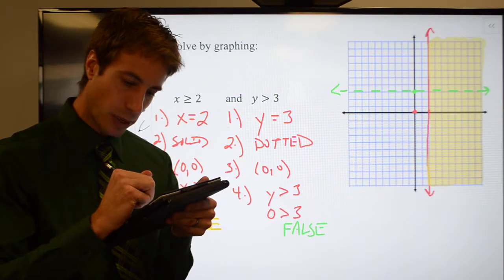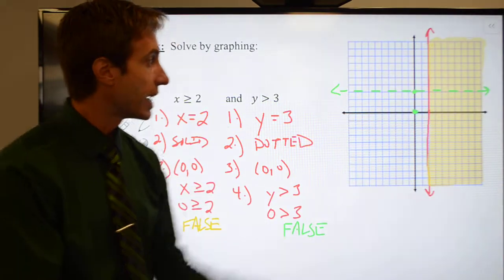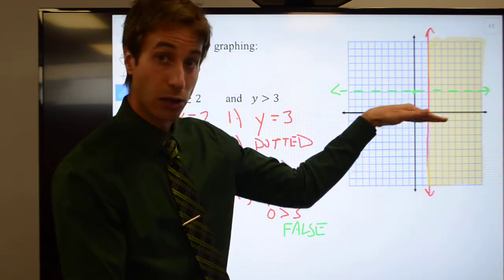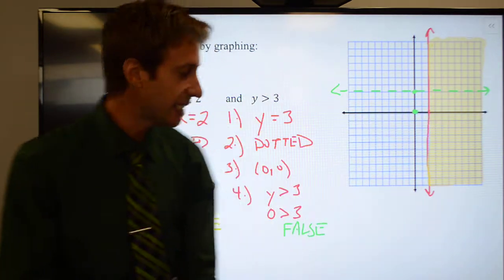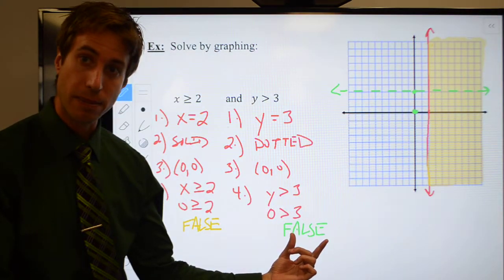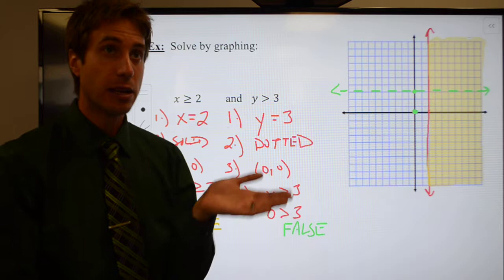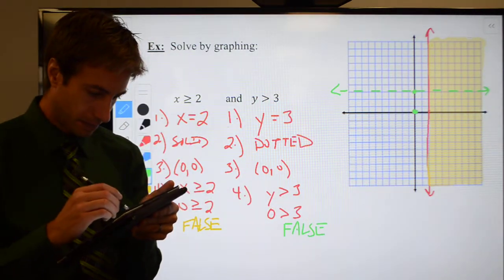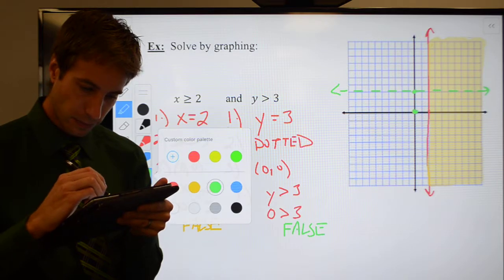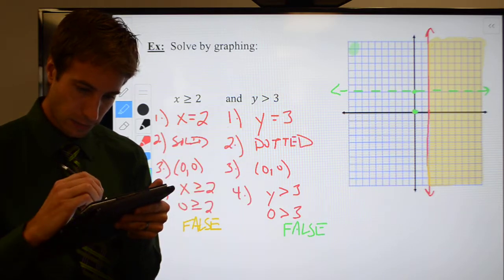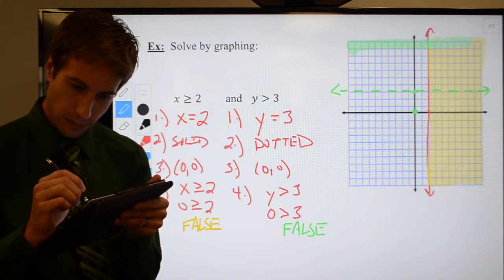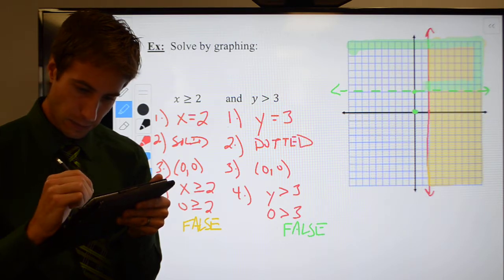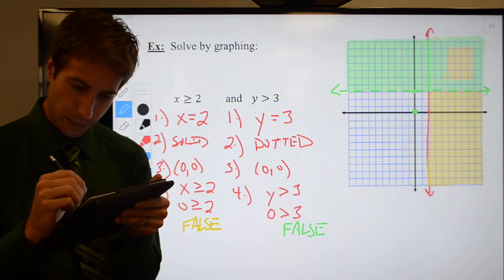Since my test point is right here, it is below the dotted line, and it gave me a false statement. I need to shade everybody above the line. Okay, let's do that. Okay, everybody above the line.